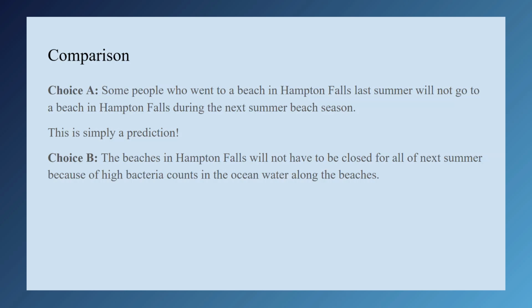So choice B, even though it's way stranger, is a necessary assumption. The conclusion does depend on what choice B says being true. So, next time you're evaluating an assumption or a necessary condition, ask yourself, is this something that must be true for the argument to work? Or is this just a logical, probable, but ultimately irrelevant prediction?